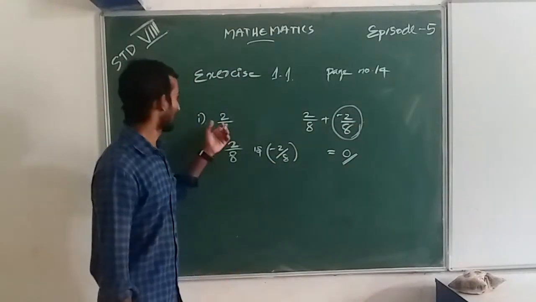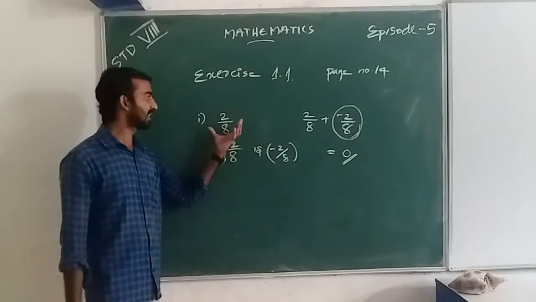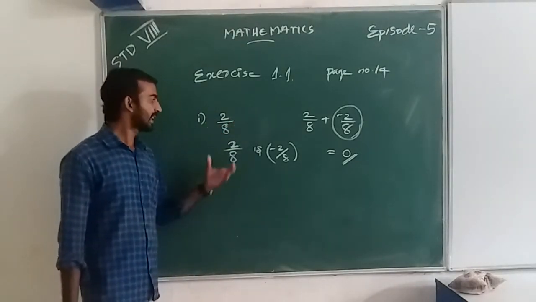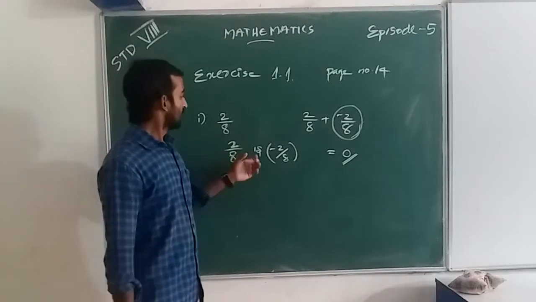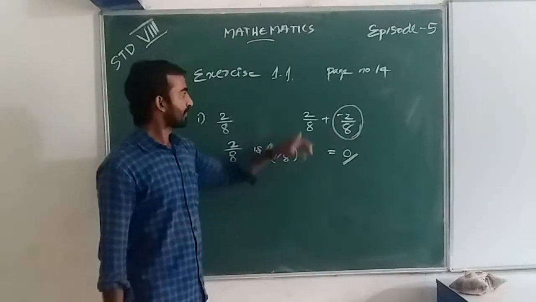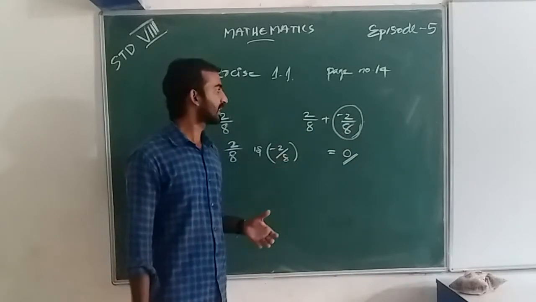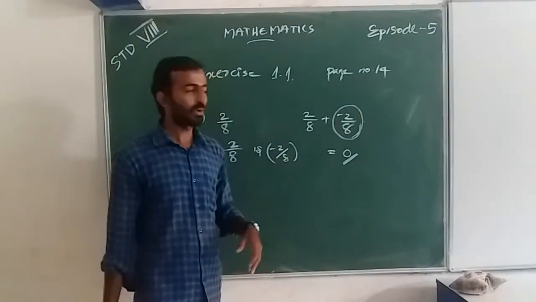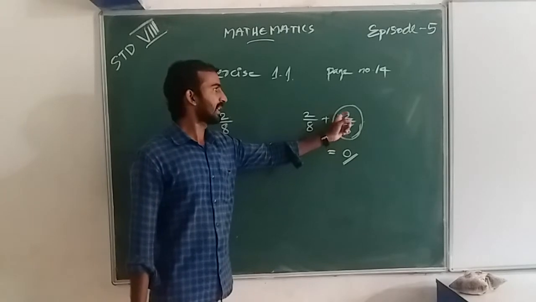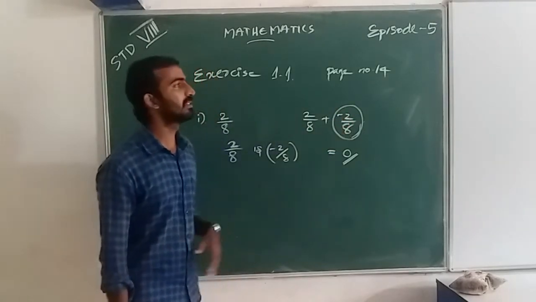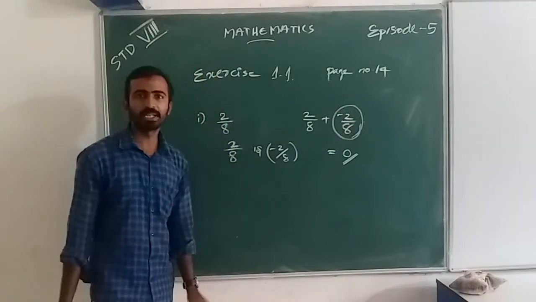Here our question is 2 by 8. Find the additive inverse of 2 by 8. Then we can say 2 by 8 plus negative 2 by 8, we get 0. So minus 2 by 8 is the additive inverse of 2 by 8.